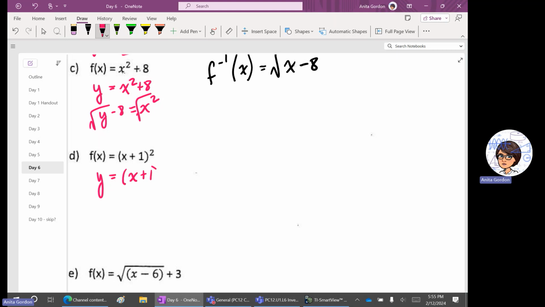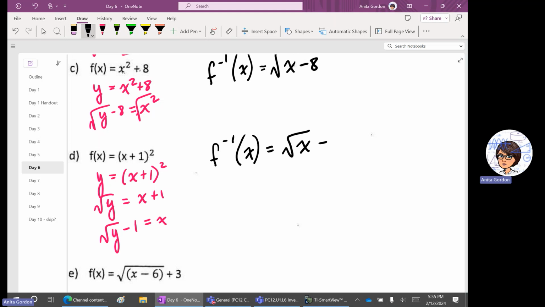So if y equals (x plus 1) all squared, then the square root of y is x plus 1. Square root of y minus 1 equals x. So the inverse function is the square root of x shifted down 1. Does that make sense? This is a quadratic shifted to the left 1. Right? So when we reflect it, the x-intercepts become the y-intercepts and vice versa.